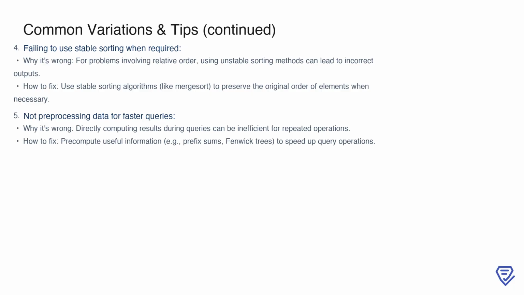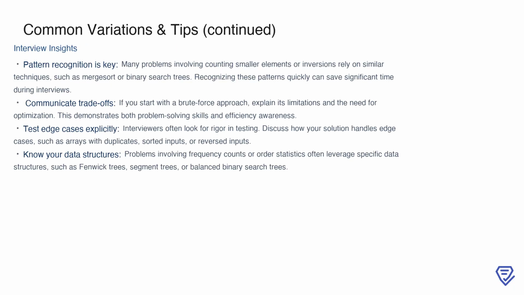When you repeatedly compute results directly during queries, this can become costly. Instead, you can pre-compute useful information, like prefix sums or Fenwick trees, to make query operations significantly faster and more efficient. For interviews, there are a few key insights to keep in mind.